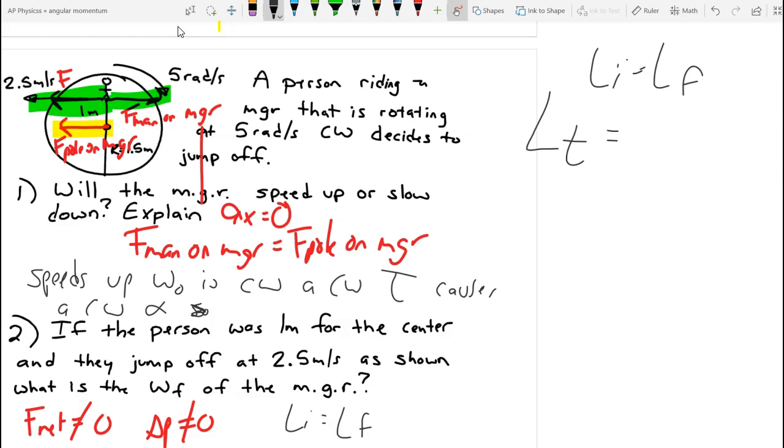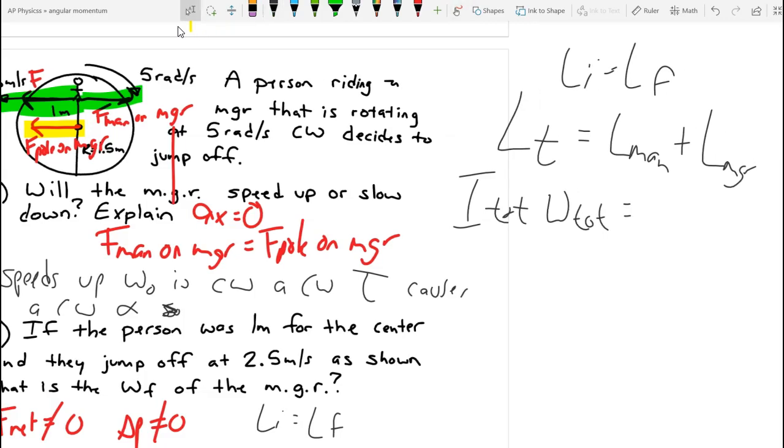Afterwards, the person jumps off, so the man has angular momentum, plus there is an angular momentum of the merry-go-round all by itself. Now, how do I calculate angular momentum of something rotating? Well, that is I total times omega total.